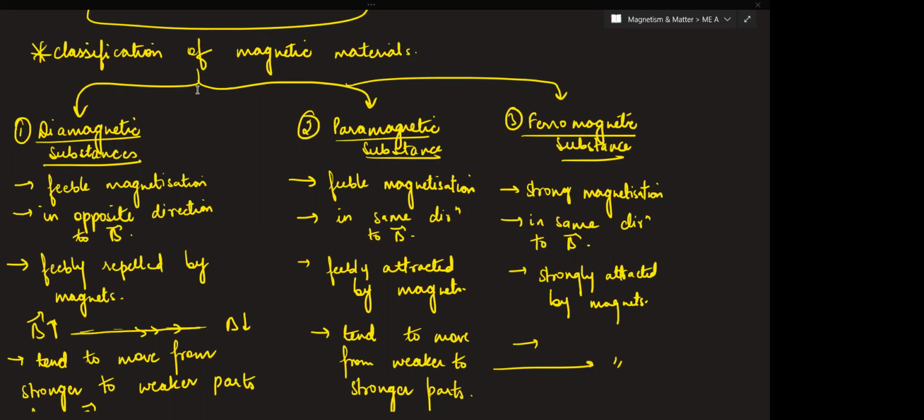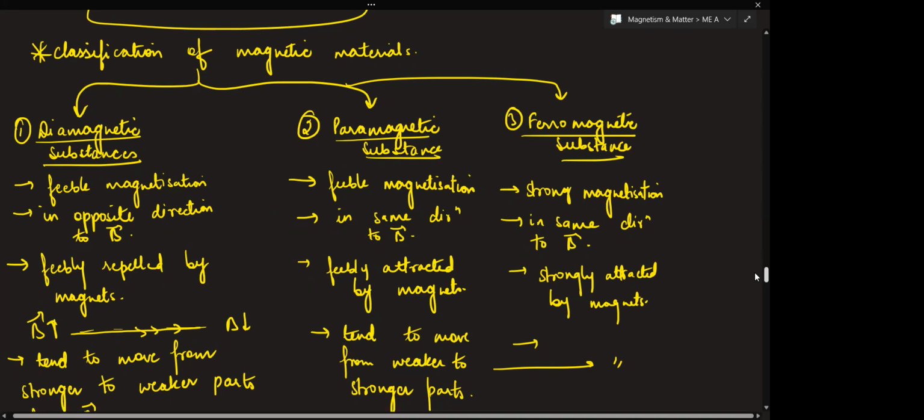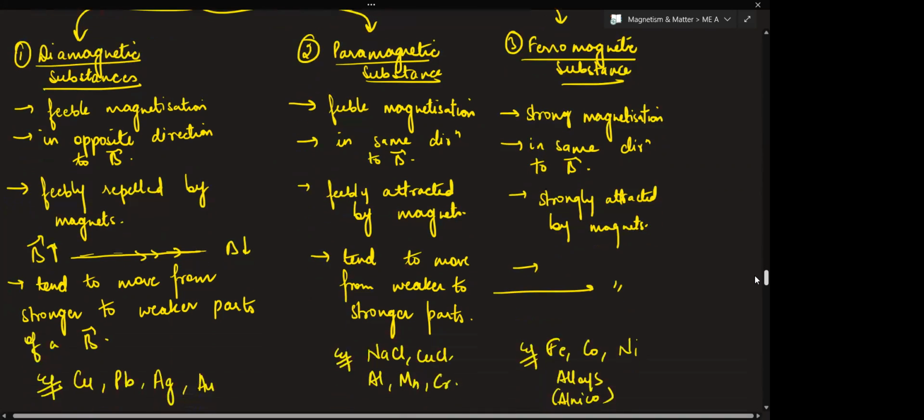In case of a uniform magnetic field, if you suspend a freely placed diamagnetic substance, or a bar magnet made up of diamagnetic substances, it aligns itself perpendicular to the field. A paramagnetic substance aligns itself parallel to the field, and the same goes for a ferromagnetic substance.